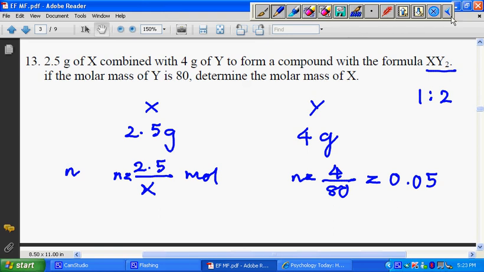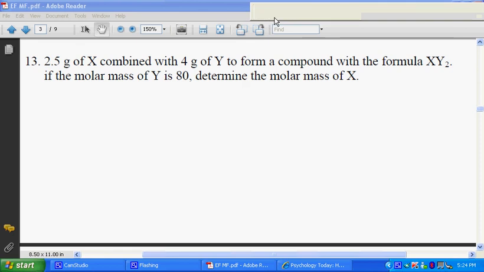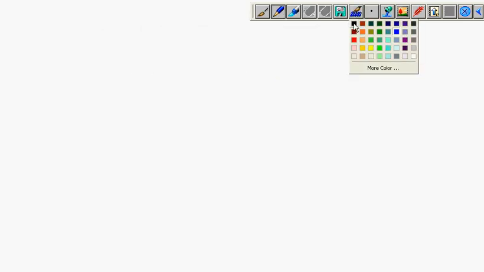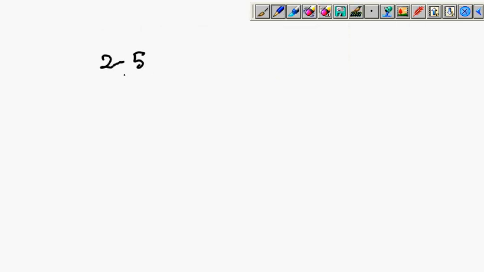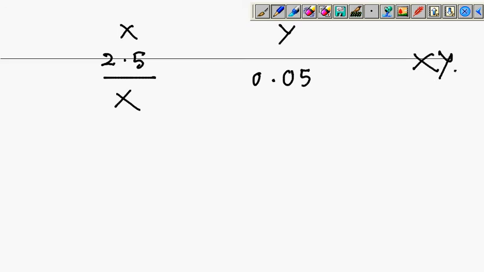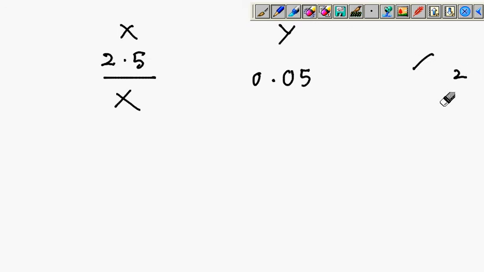Alright, 2.5 over X, and the other one is 0.05. This is X and this is Y. Given the formula is XY2, the empirical formula is XY2. So the ratio is 1 to 2. So this 1 to 2 should be here.